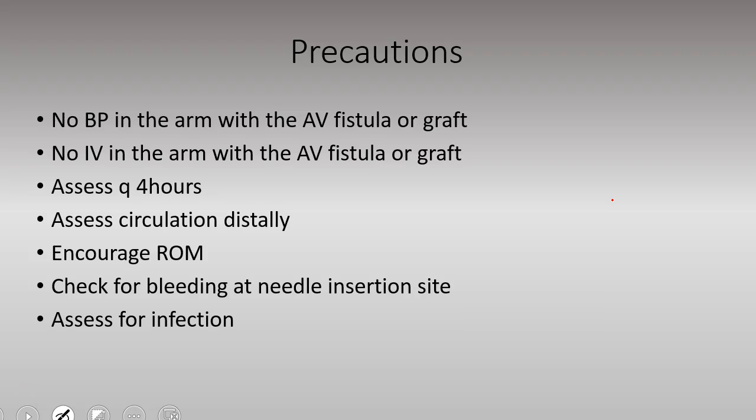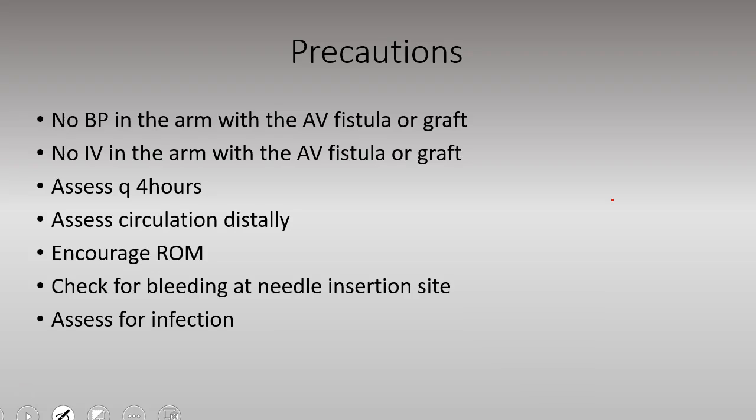You're going to assess it every 4 hours to make sure that it still works. You're going to assess circulation distally. So if you have an AV fistula or graft in your upper right arm, you're going to test the strength, pulses, and sensations in the right hand. You're also going to check the radial pulses in the right arm, because you want to make sure the AV fistula in the upper arm isn't causing damage to the lower part of the arm, and that there's proper circulation. You encourage range of motion exercises because it keeps the muscles strong and keeps circulation in that arm.